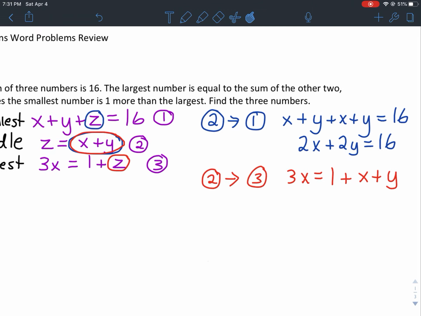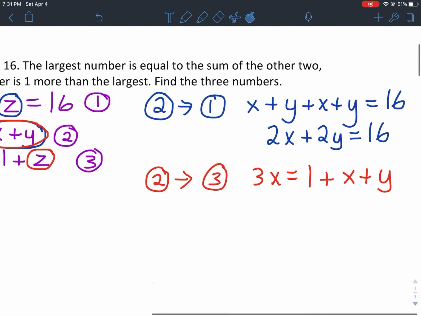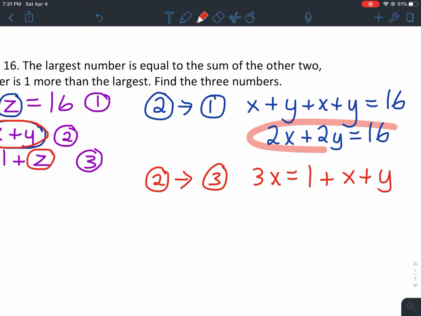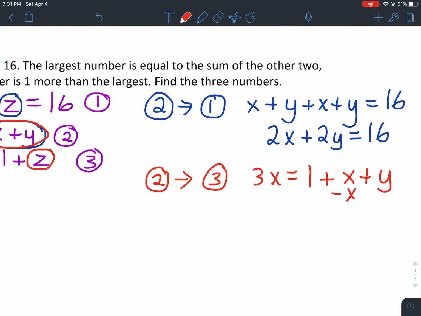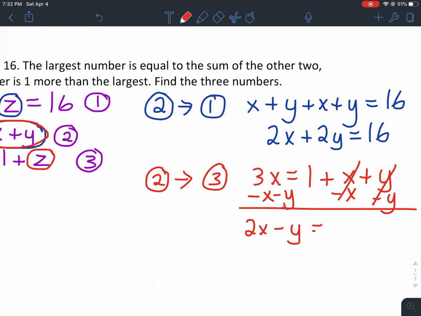Now what I want to do is move that into the same form as this one, so eventually I could set up elimination. So what I'm going to do is move x to the other side, and I'm going to move y to the other side. So now on the left side of the equation, I have 3x minus x, which is 2x, minus y equals 1.